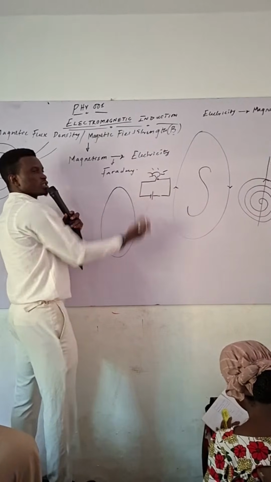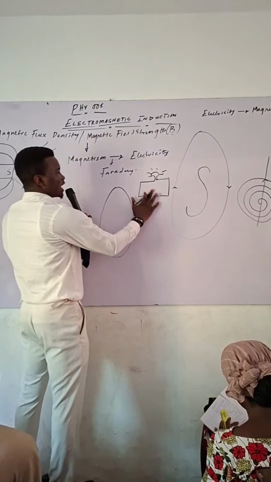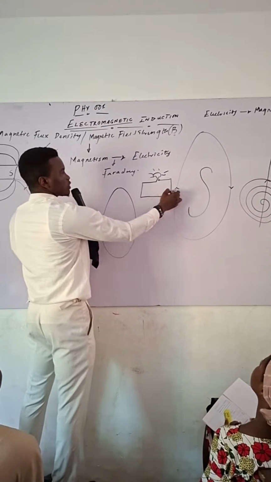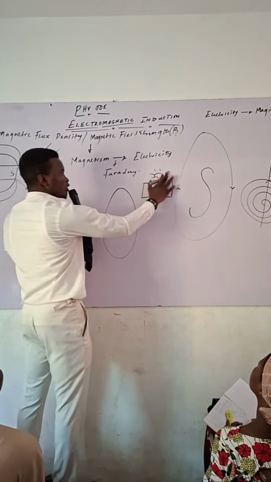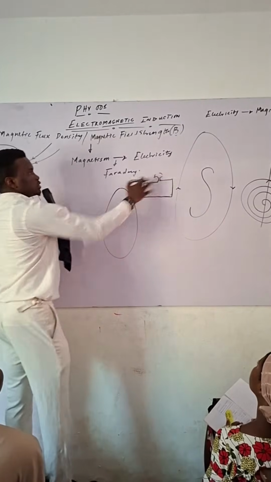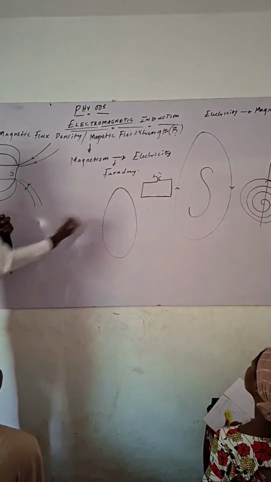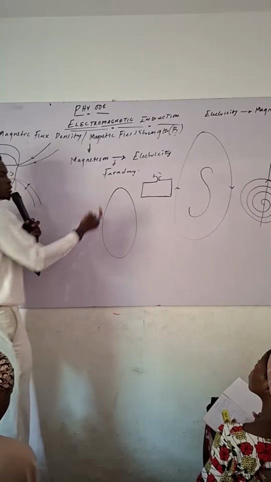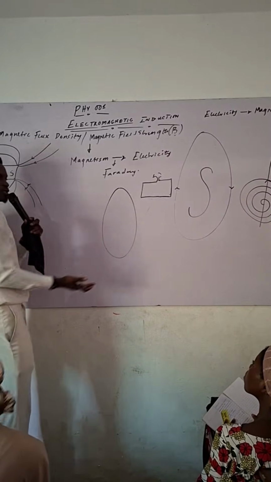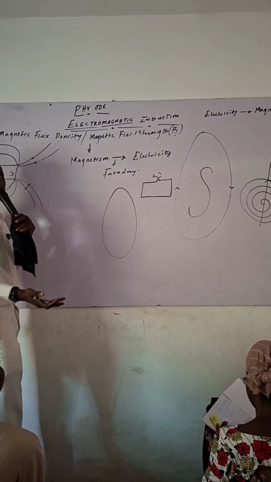All because the battery was here. But if there was no battery and you just connect wire to the bulb, the bulb will not come on. But in this case now, this is wire. I've connected wire. There's no current. There's no battery. Nothing is happening.